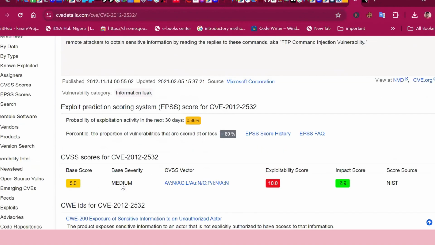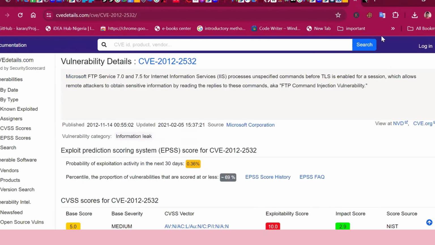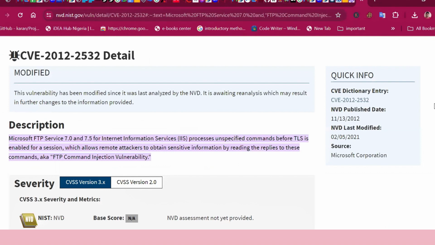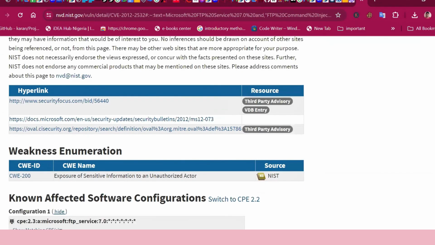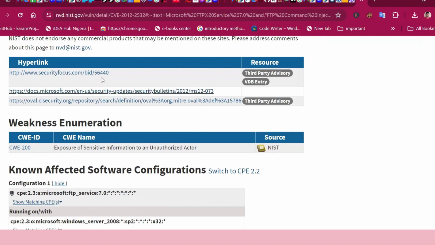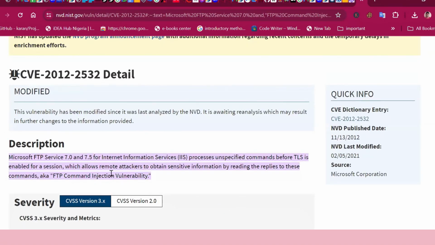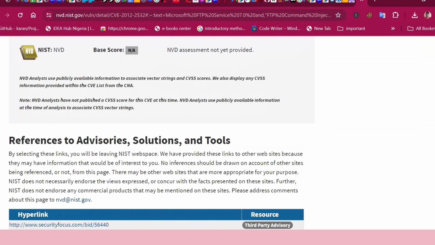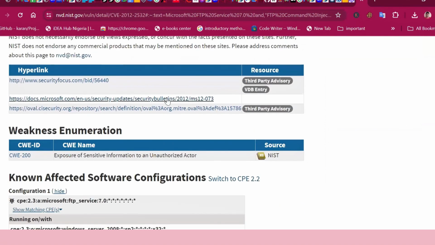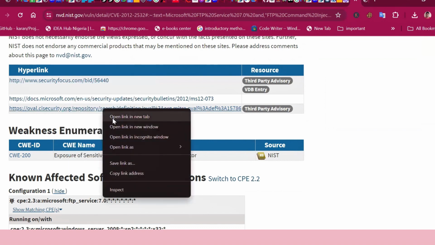It's just showing us the severity, which is medium, and the exploitability score. Let's check. Okay, third party advisory. So they're still using the same description that the other platform used, no explanation. I think this third party might give us more. Let me open a new tab.